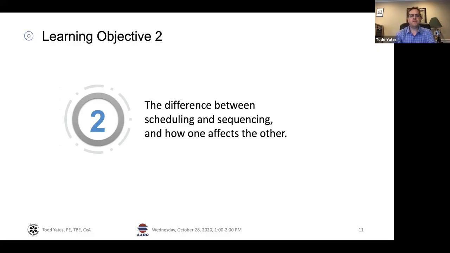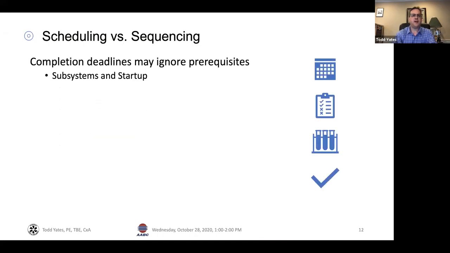So number 2, the difference between scheduling and sequencing. Not something we often hear about, but scheduling is the line items that you see on the Gantt charts and when they want things started and completed. But many times it looks good on paper, but they don't take into account that some things are prerequisites for other things. So the startup of the subsystems is a piece of that we see.